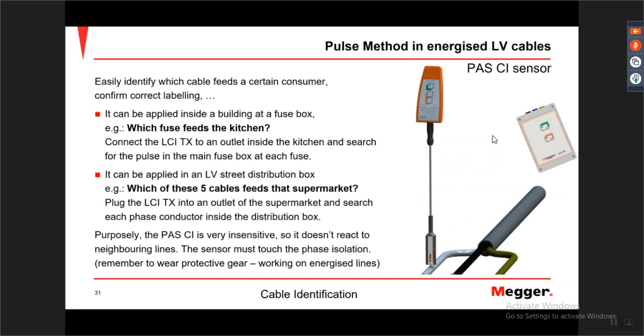Easily identify which cable feeds a certain consumer, and confirm the correct labeling. It can be applied inside a building at a fuse board. Connect the transformer to the outlet inside the kitchen and search for the pulse at the main fuse board. It can be applied in an LV street distribution box. Plug the transformer into the outlet and search each phase conductor inside the distribution box. The PASCI is another receiver which you can put over cables themselves to purely identify the phase of the cable.